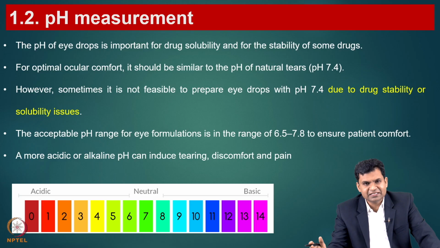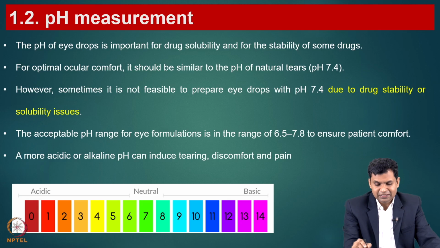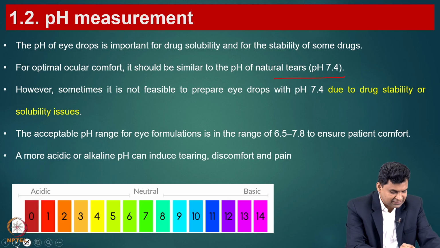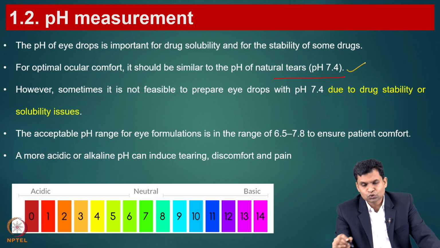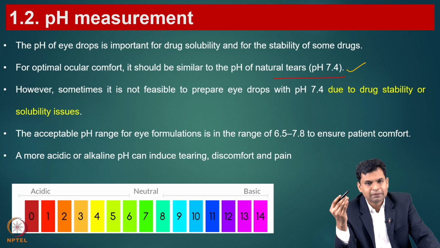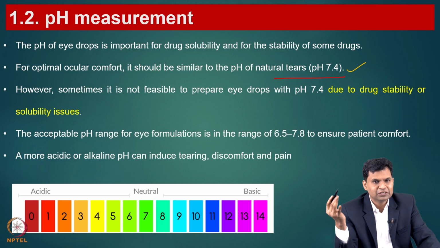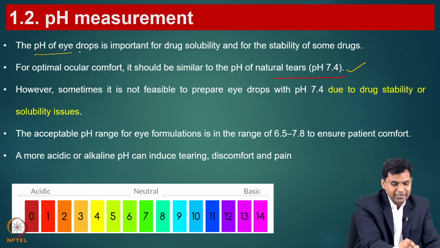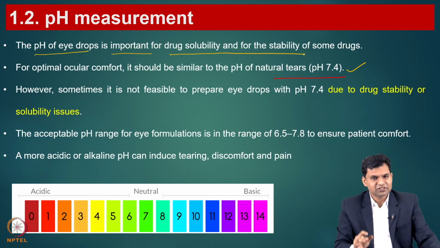The second test is pH measurement. As we have been discussing over the last 4 lectures, the tear fluid has a pH of 7.4. To mimic those conditions, we need to always prepare our formulation at or near a pH of 7.4. The pH of eye drops is important for drug solubility and for the stability of some drugs.